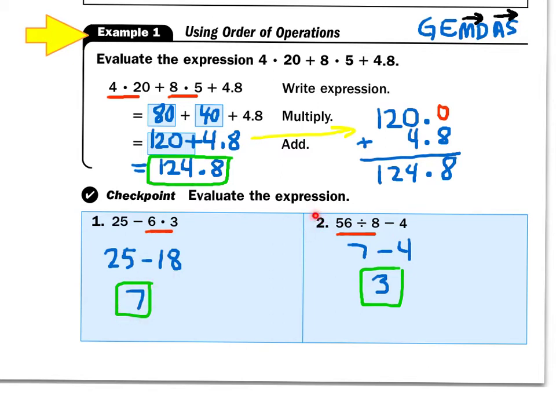Okay, take a look at number 2. There are no grouping symbols. There are no exponents. Is there any multiplying or dividing? Yes, I see right there. 56 divided by 8 gives me 7. And then I just finish that up. 7 minus 4 gives me 3.